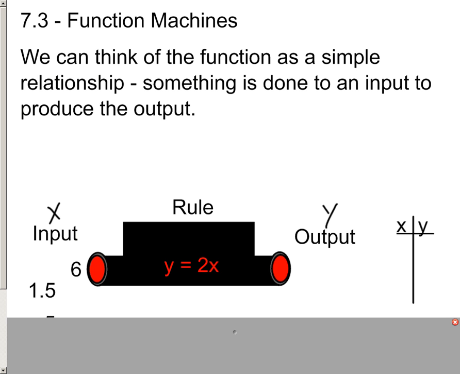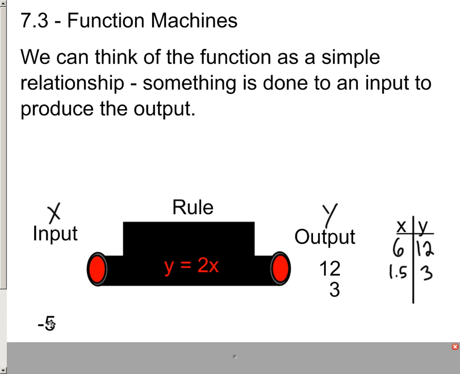So 6 times 2 is 12, and we'll record our results right here. Our input was 6, our output is 12. But it's a relationship where no matter what you put in there, here's 1.5, if we times that by 2, we get 3. So 1.5 was our input and 3 is our output.